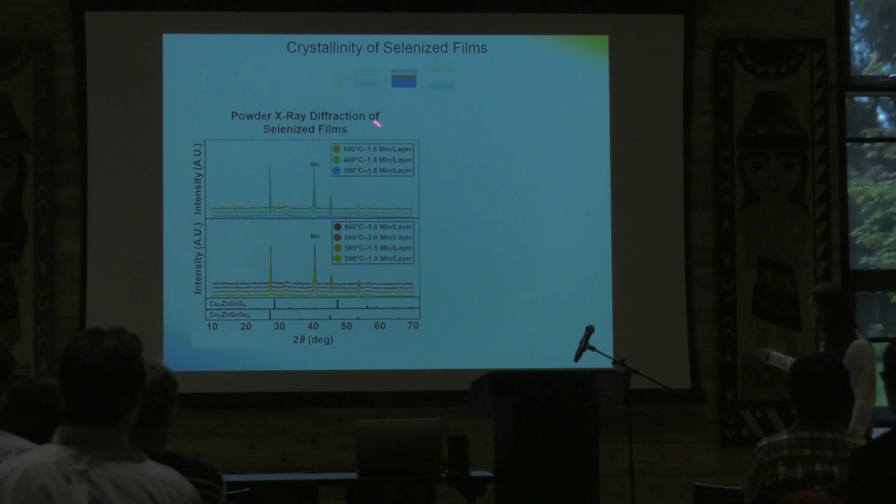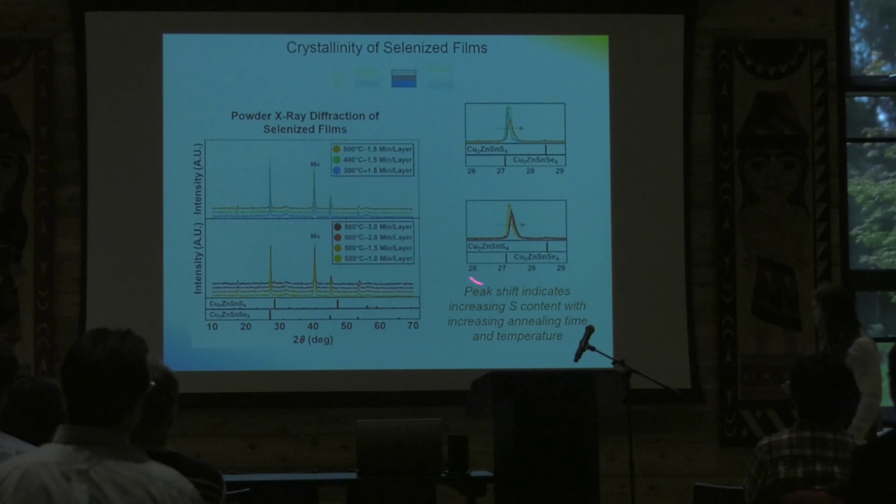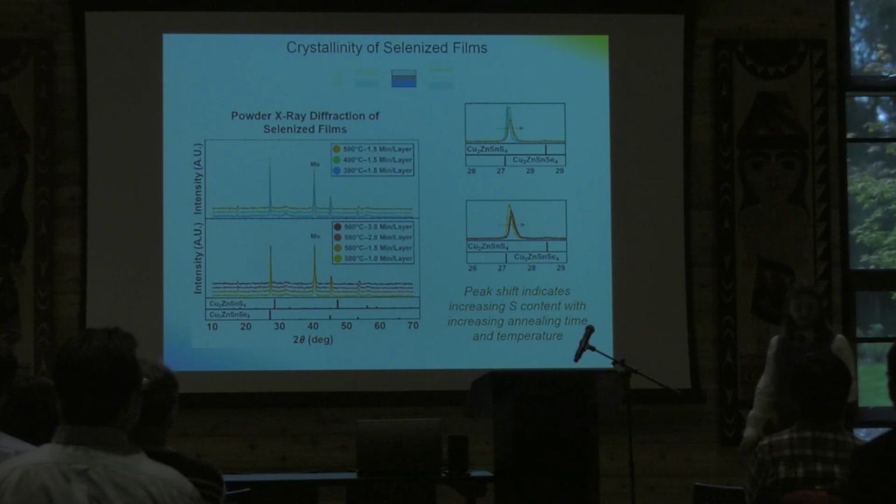If we move on to the selenized film, we see that we form crystalline CZTSe for all cases. We've incorporated selenium now, but what you see is a peak shift with increasing sulfur, which indicates increasing sulfur content for these higher anneal temperatures and higher anneal times. And you can tell that from the peak shift towards higher 2 theta, relative to the CZTSe peak.